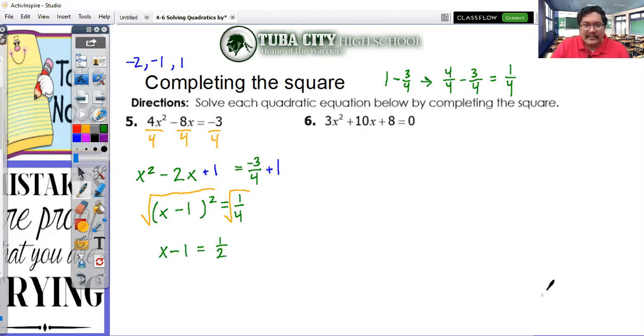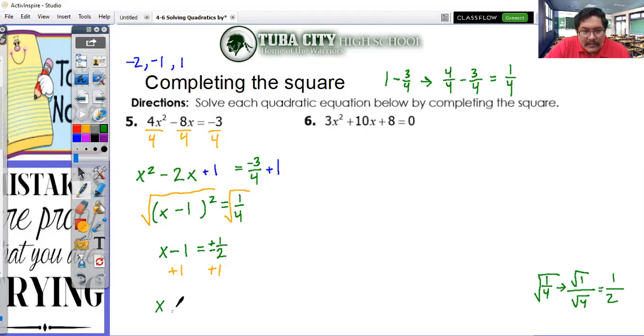Let me just go writing over here. So again, if you have a square root on a fraction, you take the top and the bottom and take the square root of them individually. So that's where I got 1/2 from. And we also have to have the plus and the minus here, so don't forget that. It's easy to forget. And I'm also going to have to add 1 to both sides to get this by itself. And let's see what we can get.